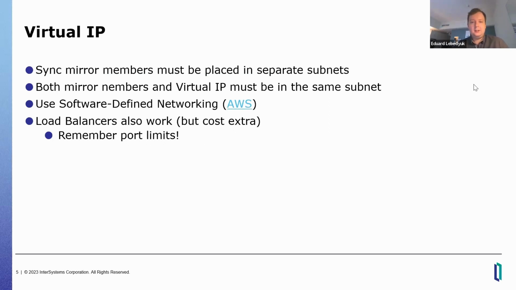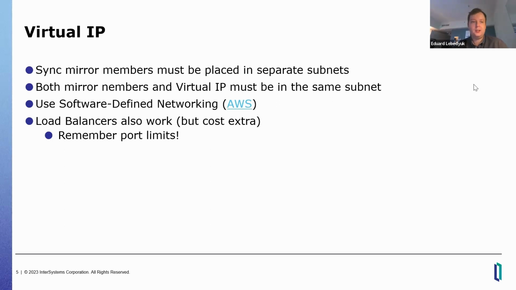And in this case, you can take advantage of that and resolve this issue by reassigning the virtual IP, by routing virtual IP network packages to the currently correct mirror member, so to the current primary. Since it's all defined in software, that is quite possible to do. I link here an example in AWS. You can check out our clouds, but if it's not possible, you can fall back on load balancers.